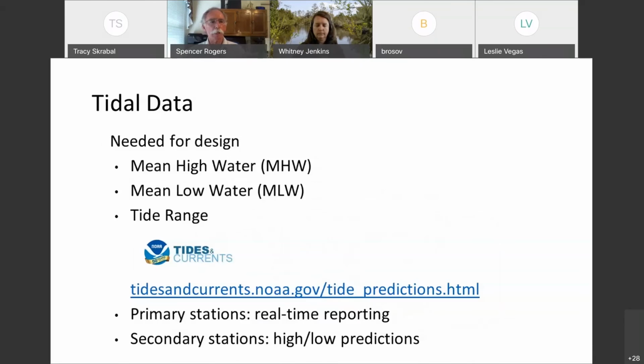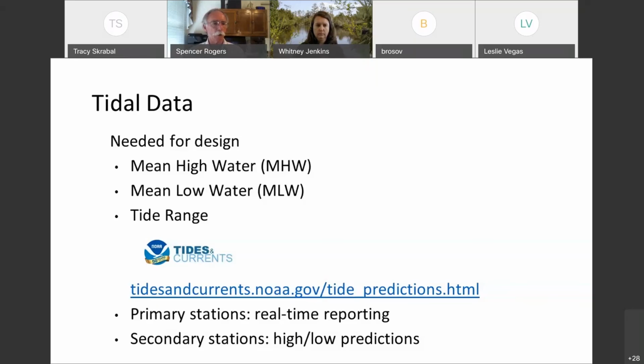Now, the particular tide data we're going to want to look for is the mean high water line, the mean low water line, and the tide ranges. Now, many groups publish tide tables, but I find the most useful to use for these types of projects is NOAA's Tides and Currents. That's the basis for all the other tide records that you'll see. Everybody goes back to their predictions and reprints them more or less. So go back to the main source and you'll get the best information.